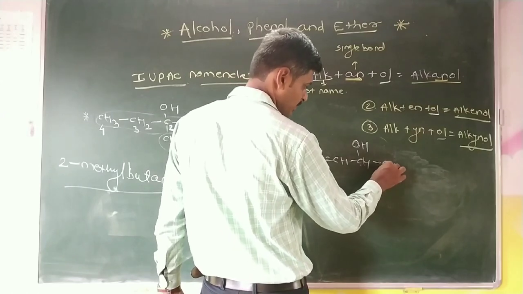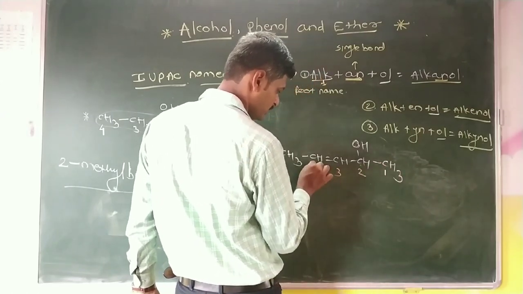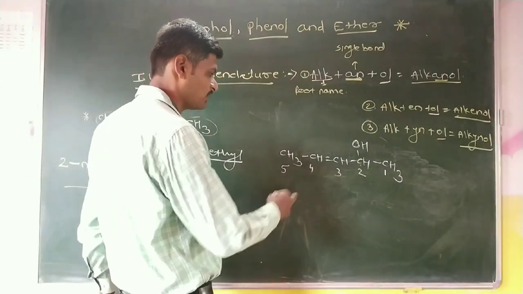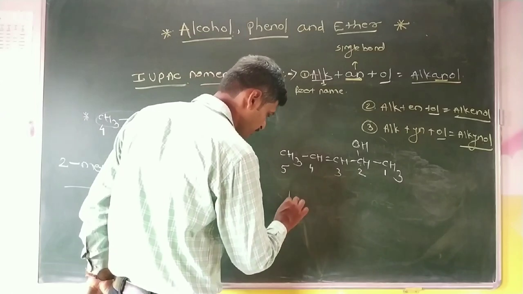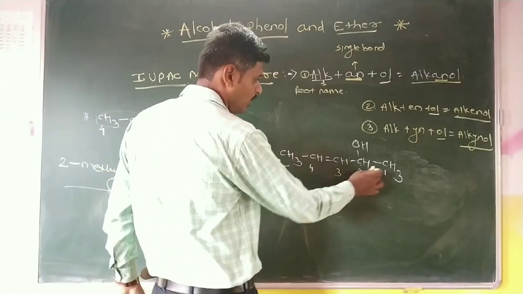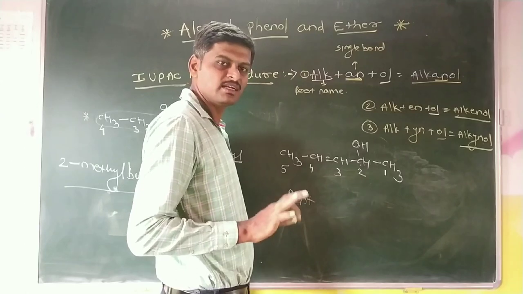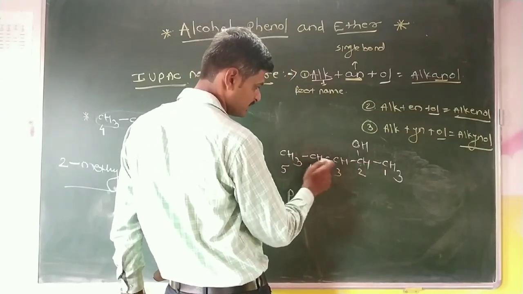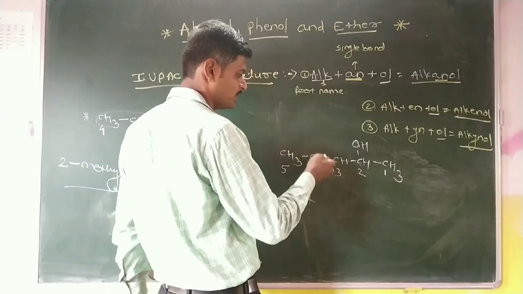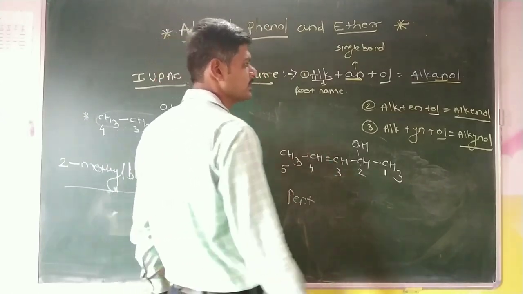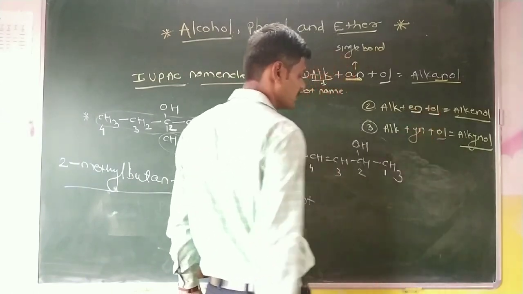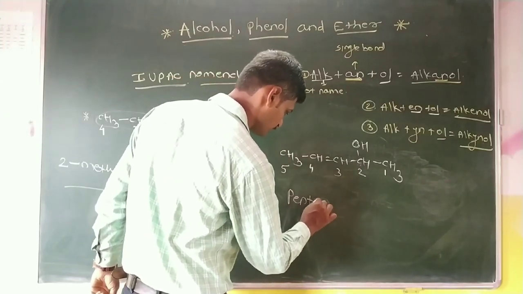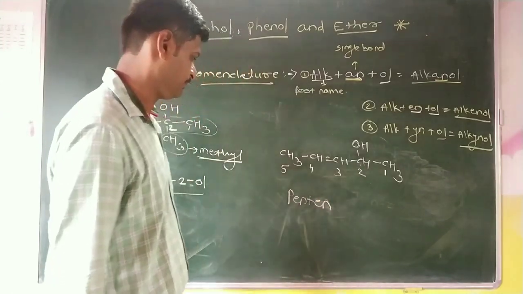Then it is numbered from here 1, 2, 3, 4, and this one is 5. Five carbon atoms are here. The root name for five carbon atoms is pent. All carbon atoms are not in single bonds. These are single bonds, these two are single bonds. But in this case there is a double bonded carbon atom, and if the double bond is present in the parent chain, then EN is used.